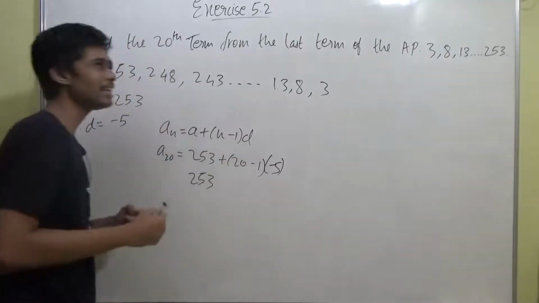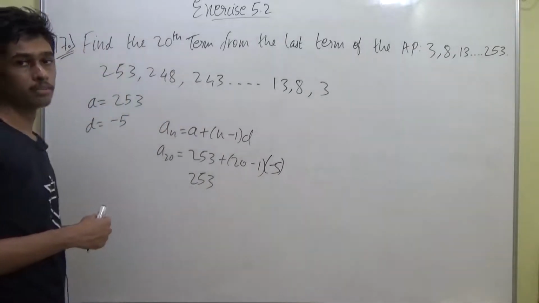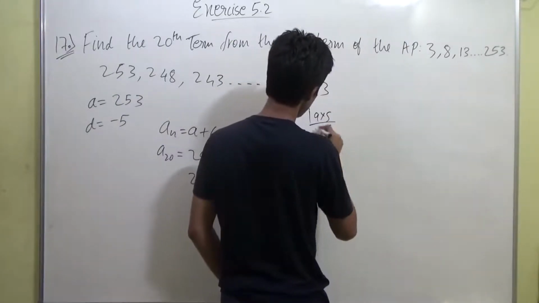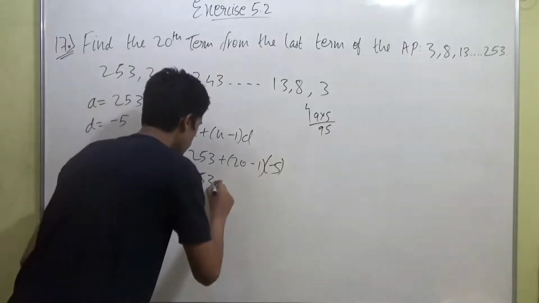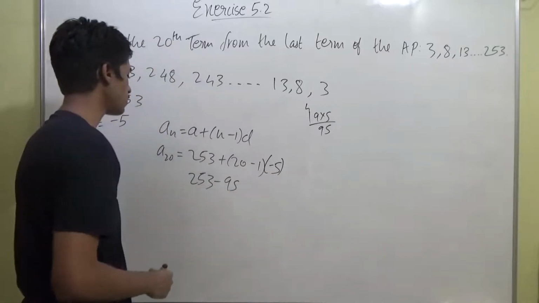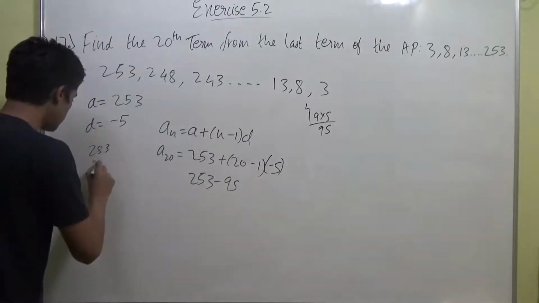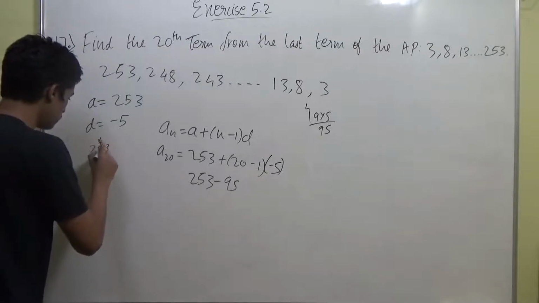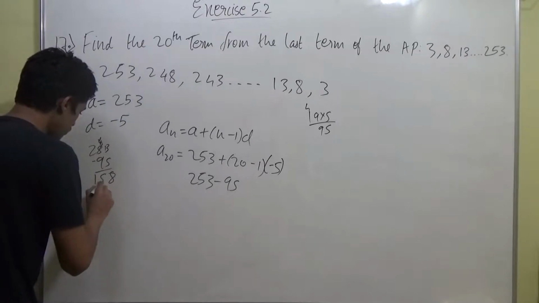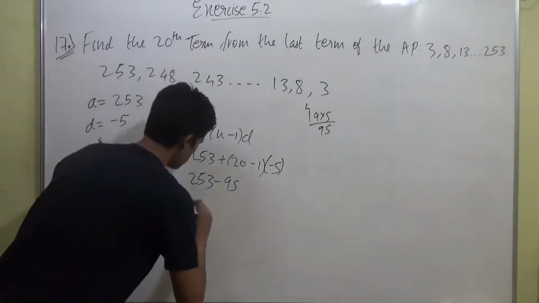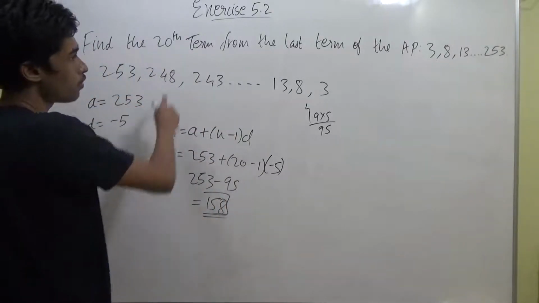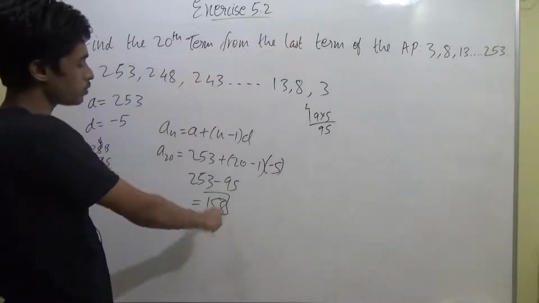This is 19 into minus 5. What will it become? 19 into 5 is how much? 95, right? So this is going to become minus 95, because of this minus 5 sign. So 253 minus 95 will become equal to 158. So guys, the 20th term from the last of that AP is 158.